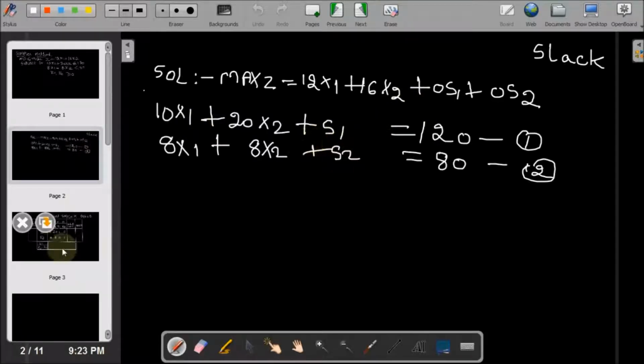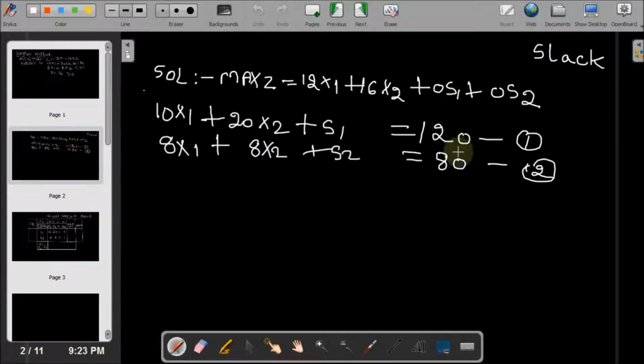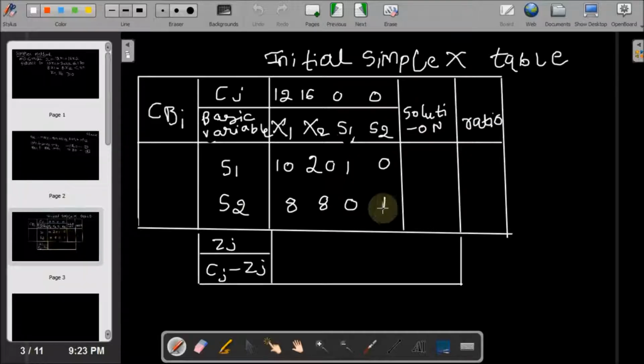Very simple. And the solution value, you have to write the solution value also, right? So 120 is the solution value for the first constraint, 80 is the solution value for the second constraint. So I will fill that also. 120 is the value for the solution in the first constraint, 80 is the value for the second constraint, right?